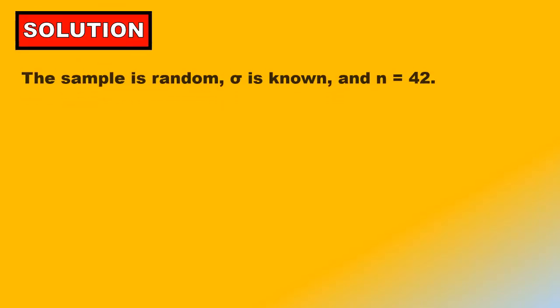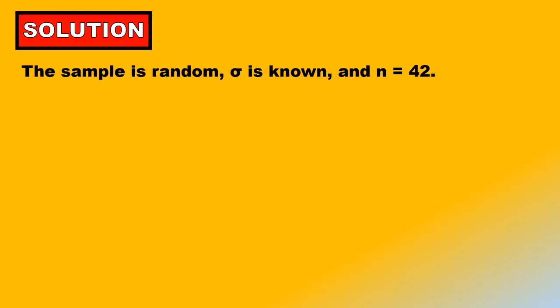All right, so the sample is random, sigma is known, and n is 42. Mu equals 80. That is the claim that is being made by the coffee shop. They said that the mean caffeine content of their drinks was 80 milligrams. Mean is 80. So that is an equality statement. That's our H0. So its complementary pair for the alternative hypothesis would be HA not equal to 80.